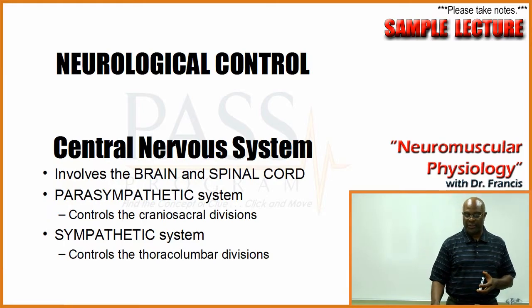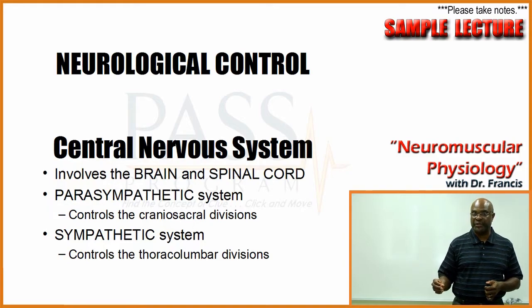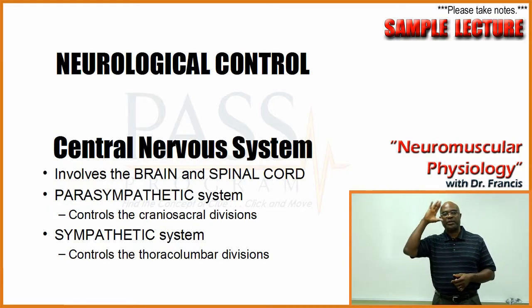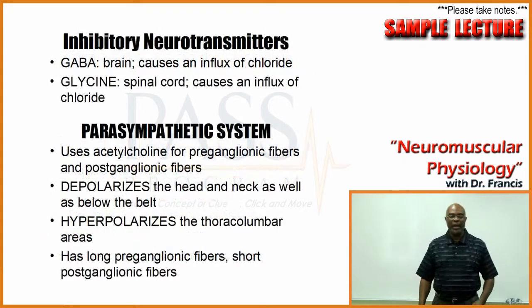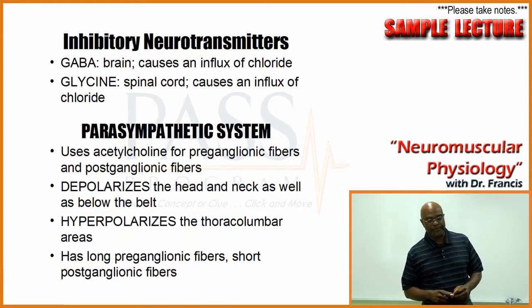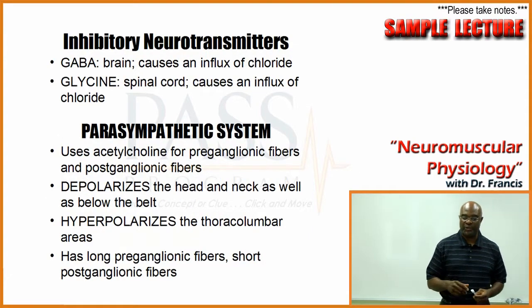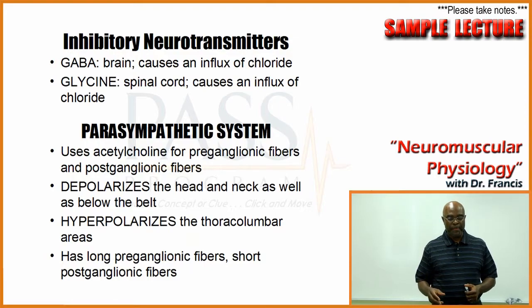So central nervous system, think brain and spinal cord in your answer. Parasympathetic, think craniosacral divisions. And sympathetic, think thoracolumbar divisions. All right, first, the inhibitory neurotransmitters. GABA is the main inhibitory neurotransmitter for the brain, and glycine is the main inhibitory neurotransmitter for the spinal cord.